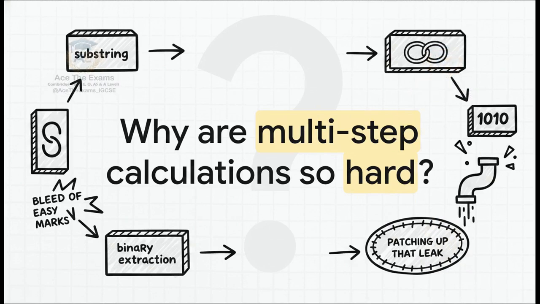They totally lock up. They either try to just write the final answer down immediately, which misses all those vital, juicy method marks, or they get completely tangled up in the logic of their own algorithm. This single topic causes a massive bleed of easy marks, and today we are going to completely patch up that leak once and for all.